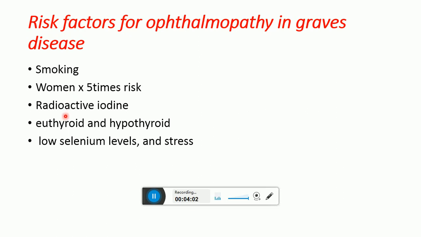Another risk factor is radioactive iodine. What is radioactive iodine used for? It is used to treat hyperthyroidism. It can worsen TED. This condition can also, though less commonly, occur in euthyroid and hypothyroid patients, including treated hyperthyroid patients. It can sometimes be the presenting manifestation of thyroid-related disease. Low selenium levels and stress are also risk factors.